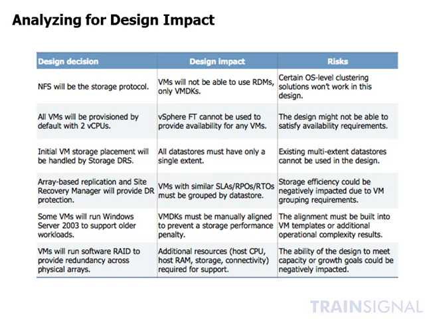Here's another example. Some VMs will run Windows Server 2003 to support older workloads. Although many organizations are transitioning to Windows Server 2008, there is still quite a bit of Windows Server 2003 out there. And in this particular case, what this means is that when we install Windows Server 2003 into a virtual machine, if we don't perform alignment, and this is the design impact listed here, VMDKs are going to have to be manually aligned. If we don't perform alignment, then our Windows file system will be misaligned on the VMDK and can in some cases create a significant storage penalty.